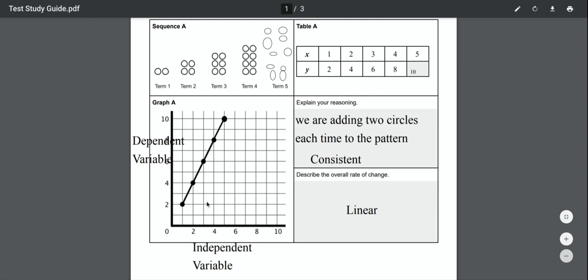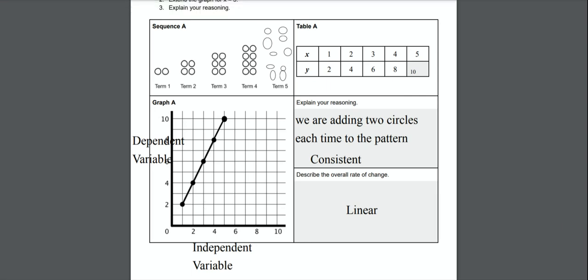A graph like this is linear, it's a straight line. It is consistent. And when you graph something like this, the x-axis, or your input, or the number of terms, is your independent variable. That always goes along the bottom for the x-axis. Your y-axis, or what you're counting, your output, is always your dependent variable. The y-axis is the vertical axis. It is the dependent variable.